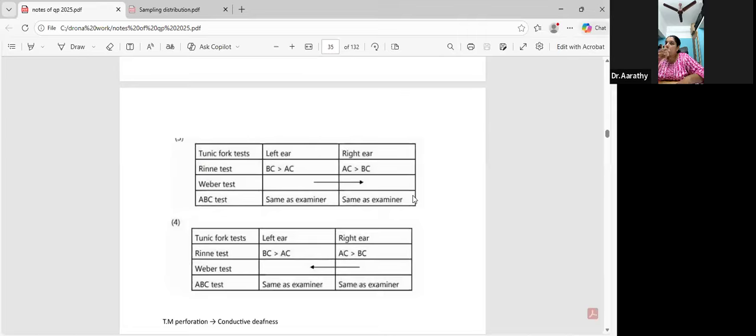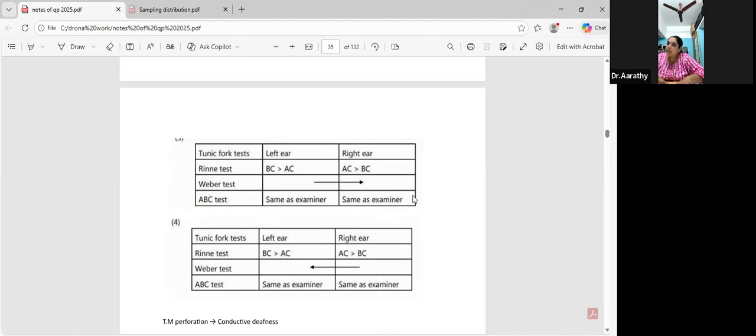Now, if the examiner cannot hear any sound, that is, both the patient and the examiner hear the sound for the same time, then that means both of them have the same hearing power, which means the patient has normal hearing. Okay, so this is how ABC is done.